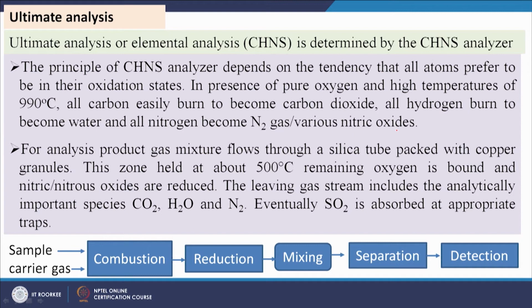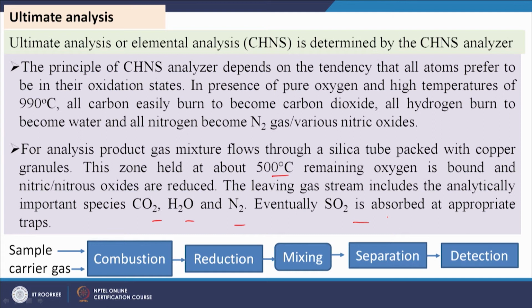For analysis, the product gas mixture flows through a silica tube packed with copper granules. This zone is held at about 550 degree centigrade, where remaining oxygen is bound and nitric or nitrous oxides are reduced. The leaving gas stream includes the analytically important species CO2, H2O, N2. Eventually, SO2 is absorbed at appropriate traps.